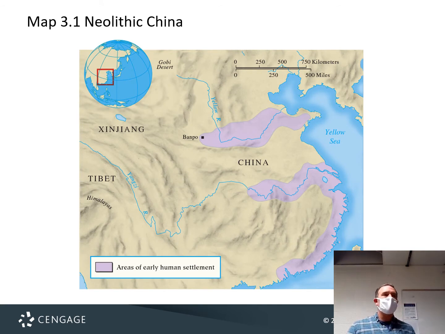So when we talk about Neolithic China, what that really means is, translated, New Stone Age, but it's really just after the discovery of farming. And so in this part of the world, when we look at Neolithic China, we're looking at where farming villages are emerging. And the two key river systems to know are the Huanghe and the Yangtze.